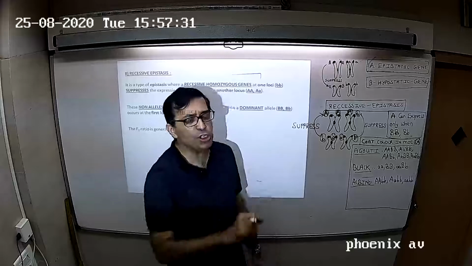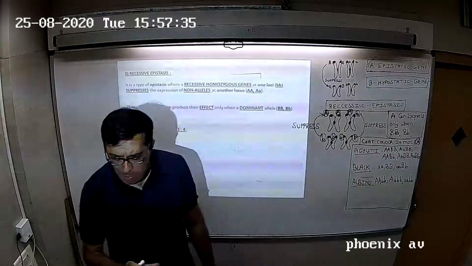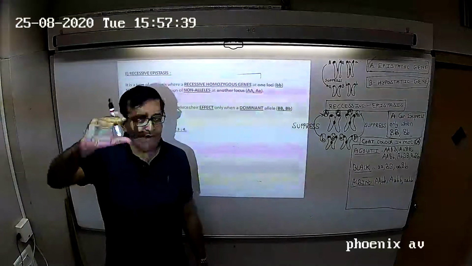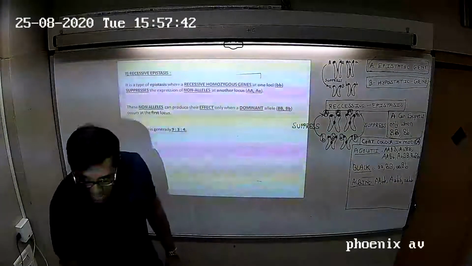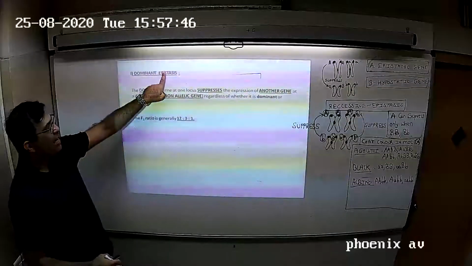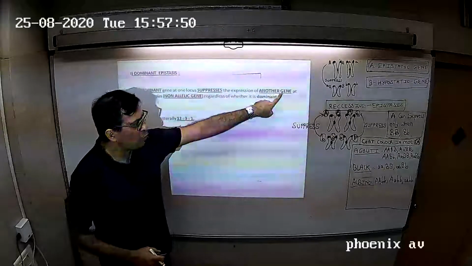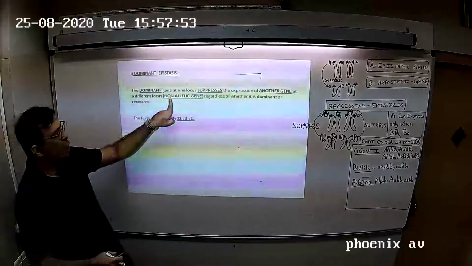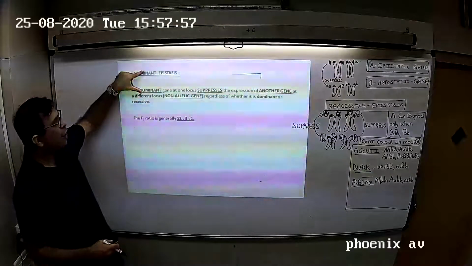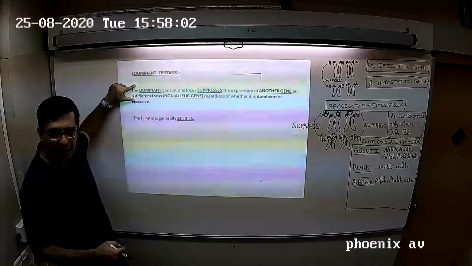ये definition जरूर याद रखना नीट एग्जाम के लिए. So नीट एग्जाम में please study all the definitions. So हमने definition कौन सी पढ़ी है अब तक? Dominant epistasis में dominant gene at one locus suppresses expression of another gene at a different locus, regardless of whether it is dominant or recessive. ये definition dominant epistasis की याद रखना. They may ask you a question based on that.